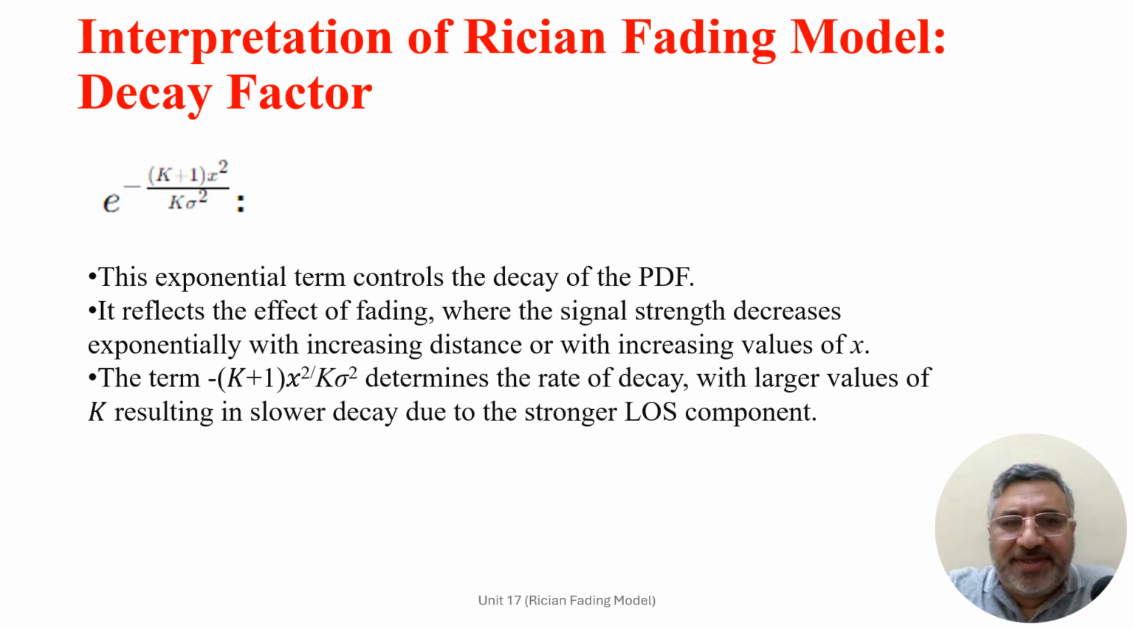The exponent term of the Rician PDF gives the rate at which the probability density function will decrease. The phenomenon being described is also known as fading, which is characterized by the gradual decline in the signal power as the distance or the value of x increases, following an exponential pattern. So the quantity minus (K+1)x² divided by σ² represents the rate at which the decay occurs. A higher value of K leads to slower decay because of the stronger line of sight.